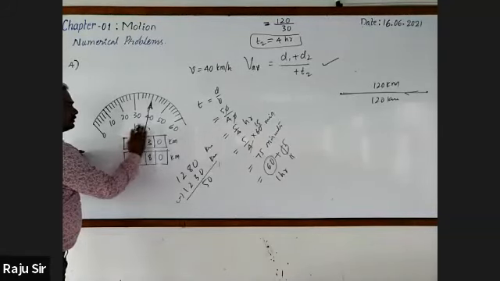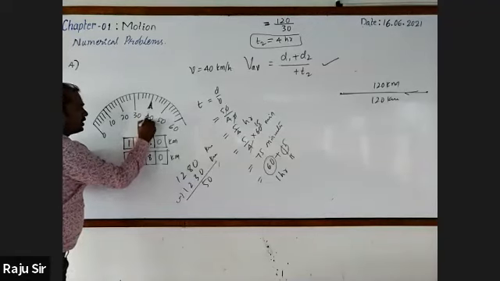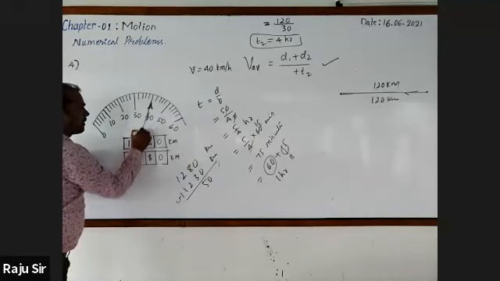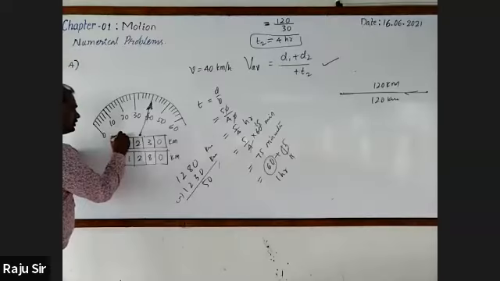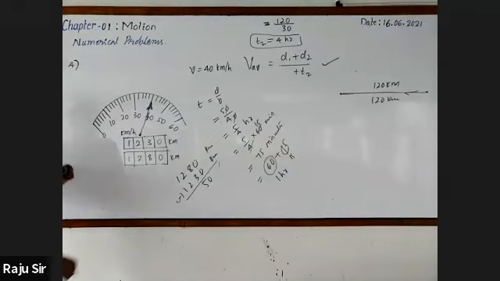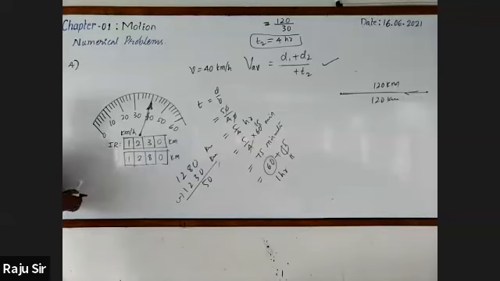Next, you can show the arrow mark like this. Here you may write kilometer per hour. This is IR, initial reading, and this is final reading.